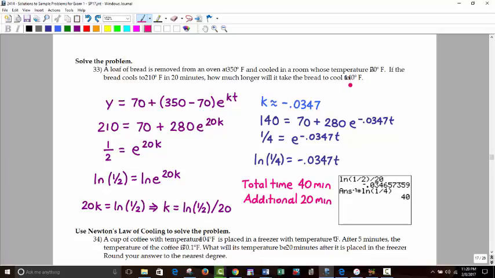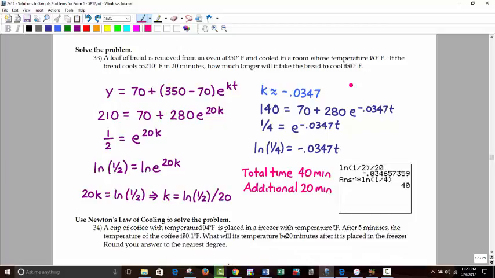It's already gone 20 minutes, so be careful with the wording on this question, because I've been known to do this on a test. What we're about to solve for is the total time, but that's not what the question's asking. The question's asking, all right, you solved the total, but then how much was that time beyond the initial amount of 20 minutes?